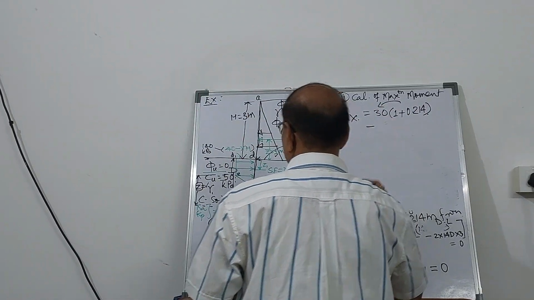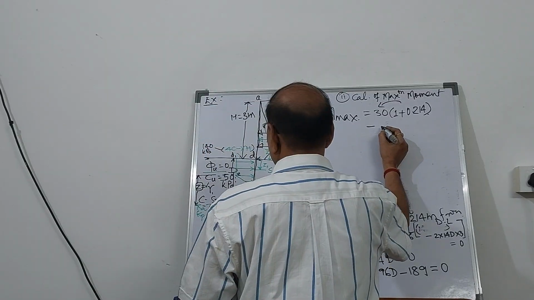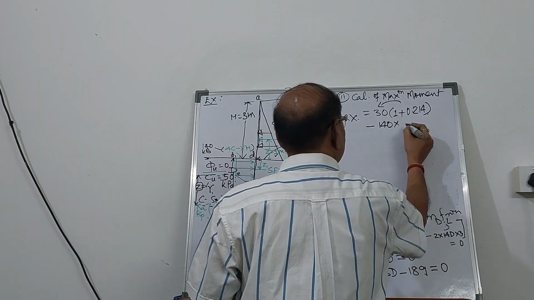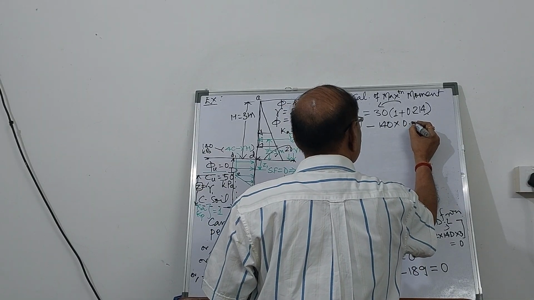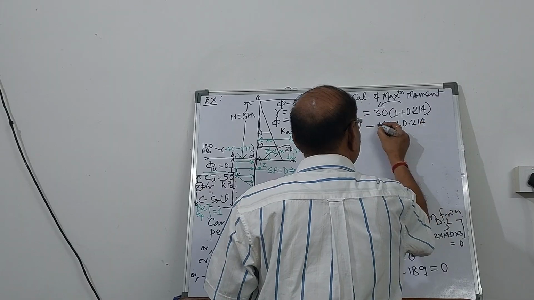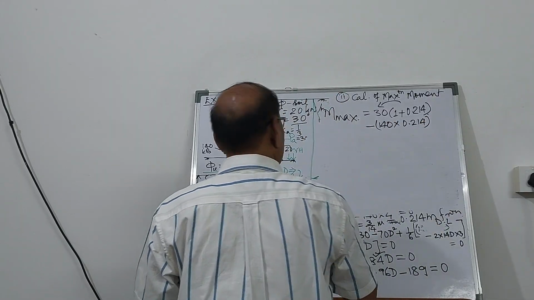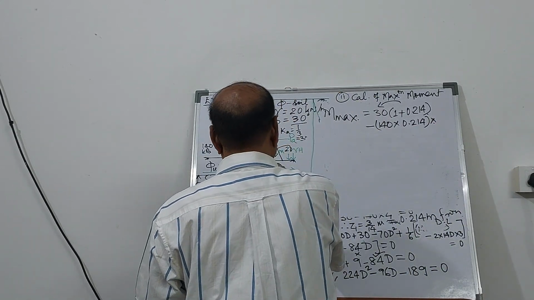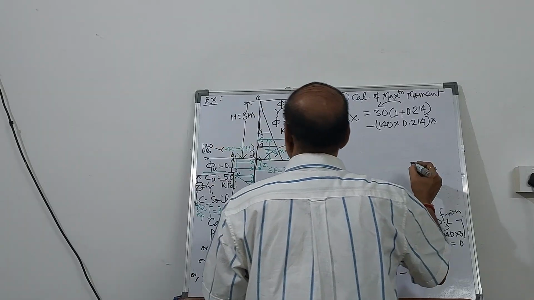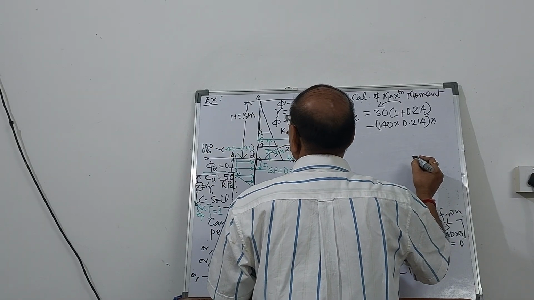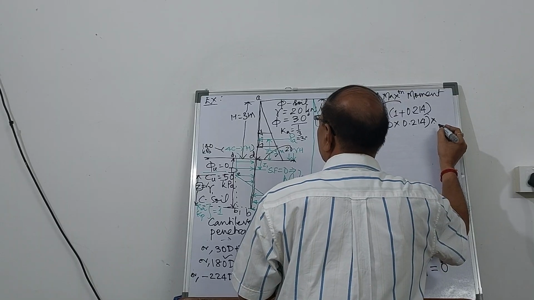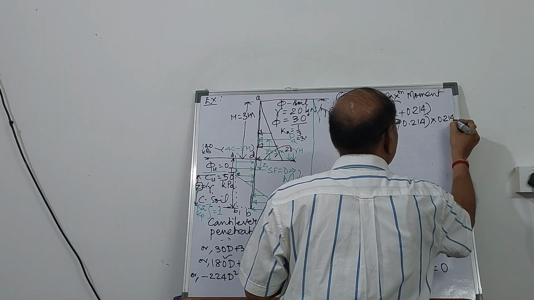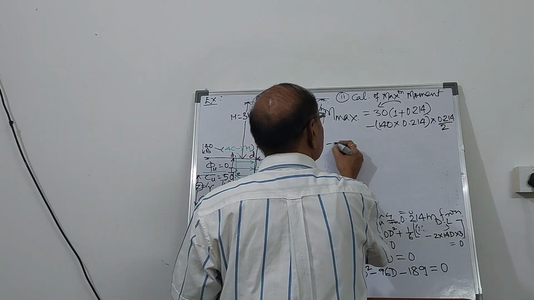Minus this force will be 140 multiplied by 0.214. This is the magnitude of the force, multiplied by the distance from this point where the shear force is 0. So it is going to be equal to Z1 by 2. So 0.214 by 2. So this is the magnitude.